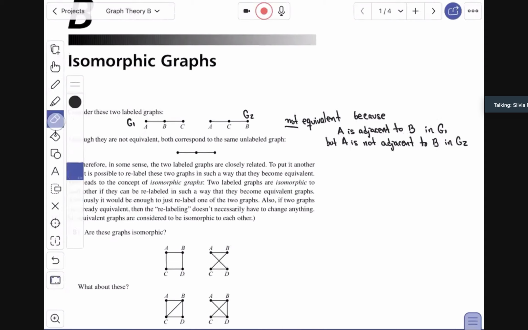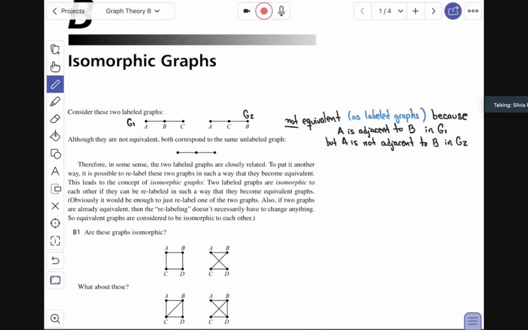And here, let me just add something. Defining equivalent graphs depends on the labels, right? So if they don't have labels, we cannot say anything about being equivalent, because to be equivalent means that the labels kind of match, right? However, they look the same. So if I remove the labels, they are the same graph, right? They look completely the same. They are the same graph.